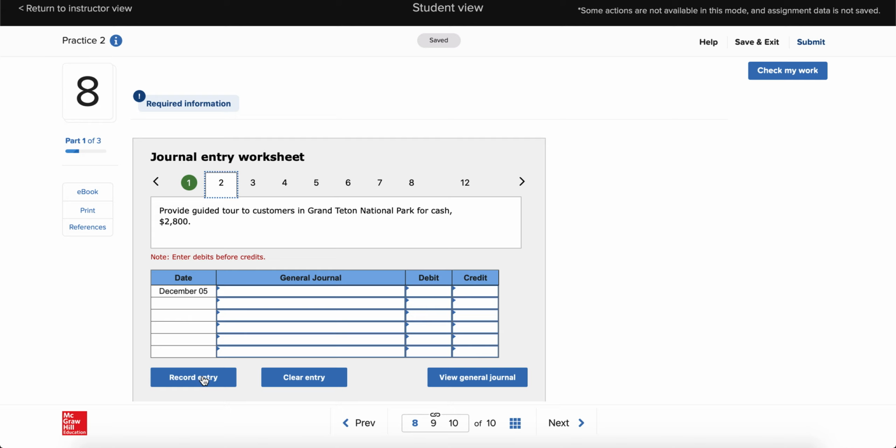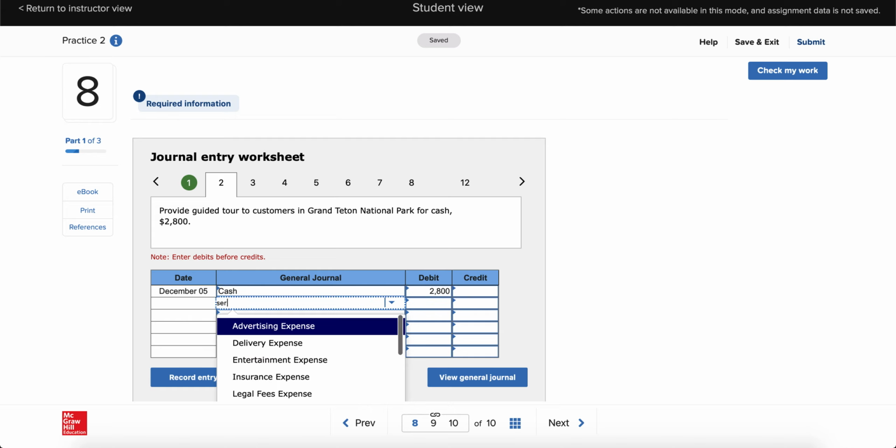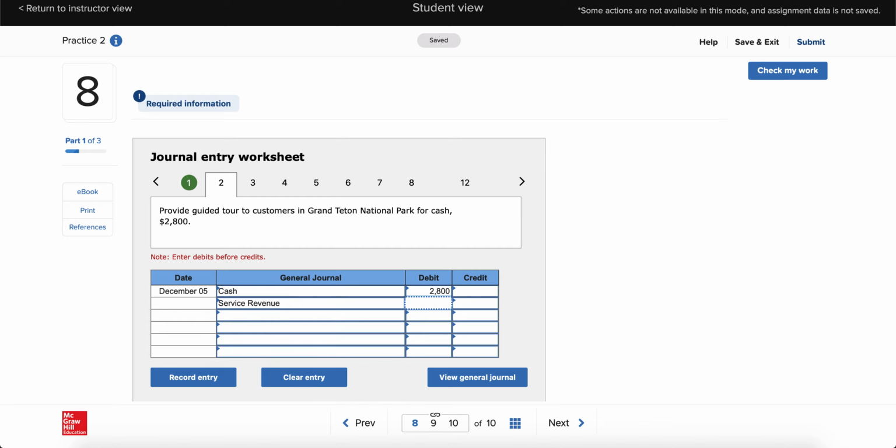Provide sometimes is that beginning the trigger. We're automatically thinking revenue at this point because we're a tour company. We provided tours for cash in the amount of 2,800. So this is, click on the link here, cash 2,800 and service revenue 2,800.